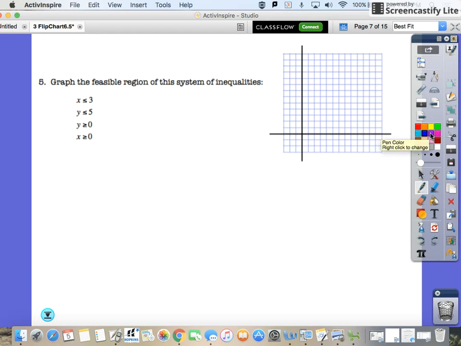couple examples. So this one says, graph the feasible region of this system of inequalities. It says x is less than or equal to 3. So here's 3. If x is less than or equal to that, equals means solid line. Less than would be this direction. Then y is less than or equal to 5. So 1, 2, 3, 4, 5. Here's y. And it's equal, so it's solid. And that would be this direction. Y is greater than or equal to 0.